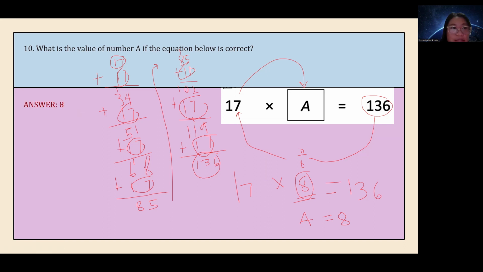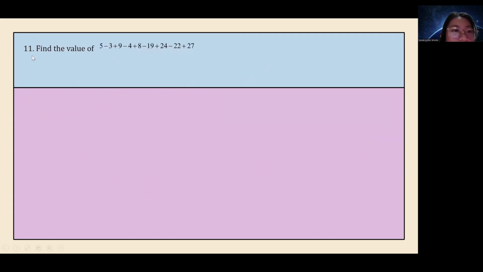Okay, next. Number 11. Find the value of 5 minus 3 plus 9 minus 4 plus 8 minus 19 plus 24 minus 22 plus 27. Okay, so there are a lot of numbers, right? So what can we do? We need to find pairs of numbers that will have a result of either a multiple of 10 or 5 because multiples of 10 and 5 are easier to add, okay, or subtract.